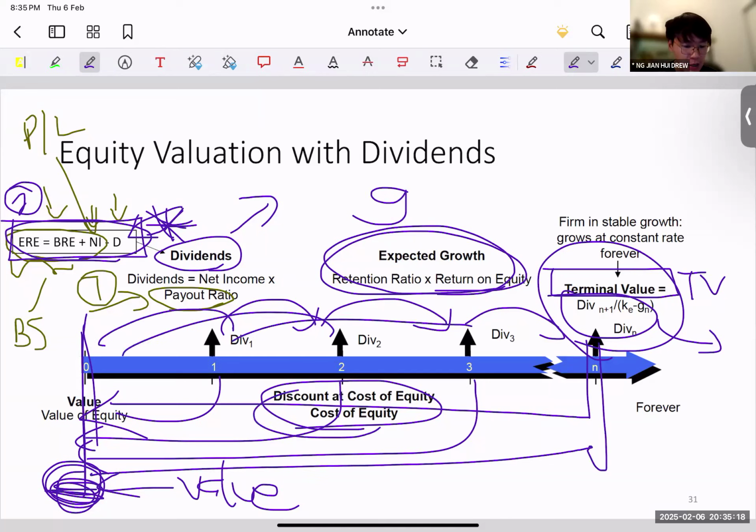Any questions on this? The whole overview of how we're going to determine the price, the value of the stock based on the dividends. No, okay.